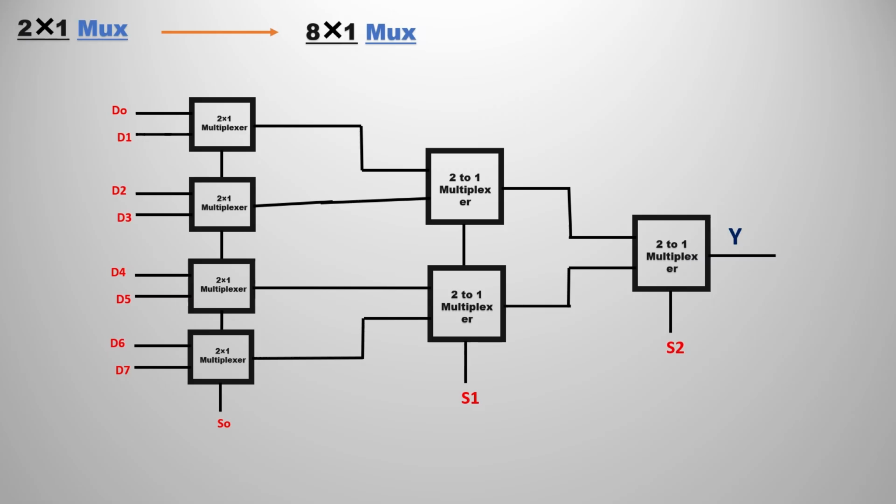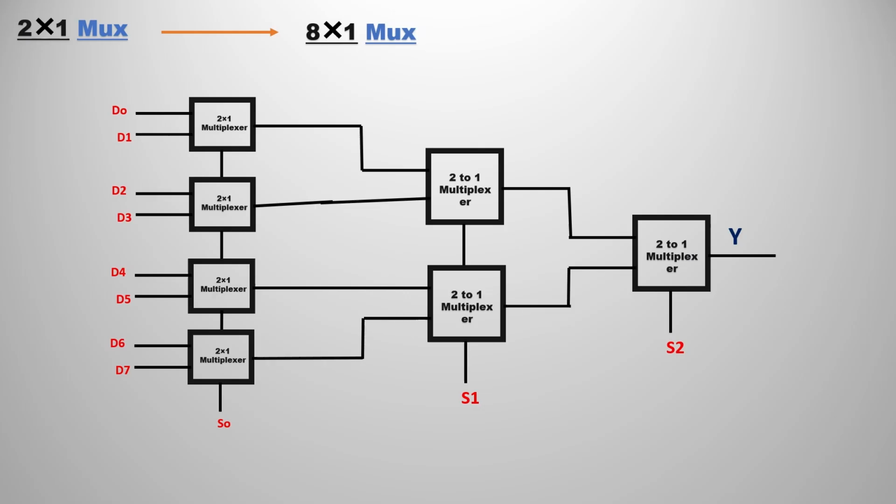So if you want a simple explanation, you can see the first two 2x1 muxes can be cascaded with the help of a 2x1 mux. Because the outputs are 2, we can have the inputs as 2 and we can have one output. In the next 2 also we are going to connect with the 2, because we have 2 outputs, we can cascade with the help of a 2x1 mux.